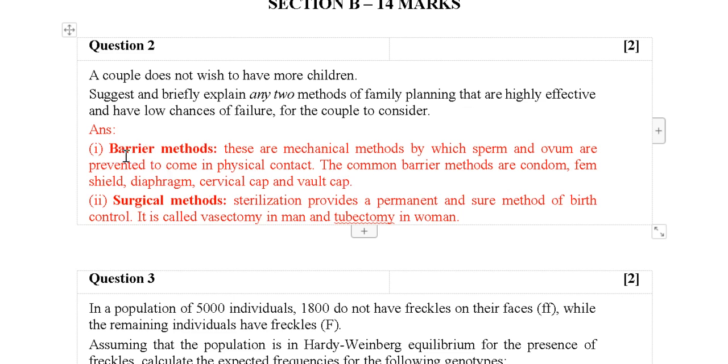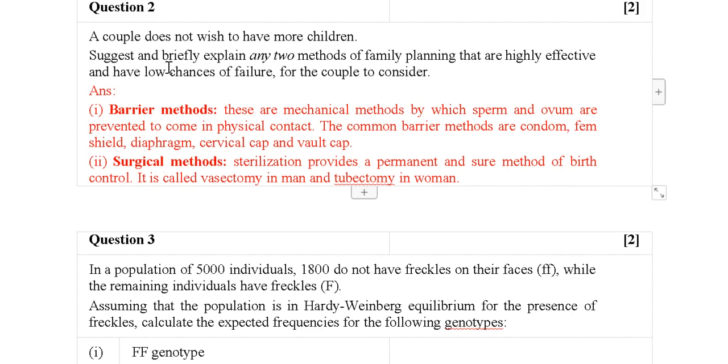So I wrote 2 methods. One method is the barrier method. Barrier methods are mechanical methods by which sperm and ovum are prevented from coming in physical contact. The common barrier methods are condom, femshield, diaphragm, cervical cap, and vault cap. So this is one important method by which we can check unwanted pregnancy.